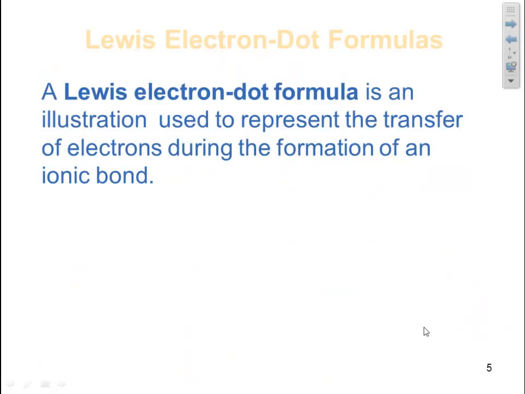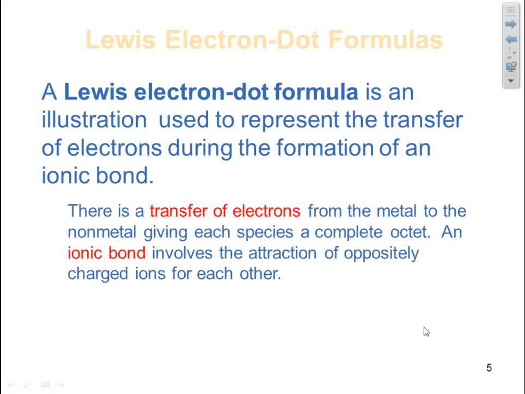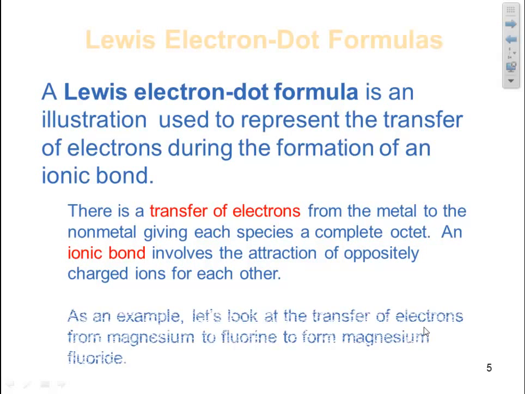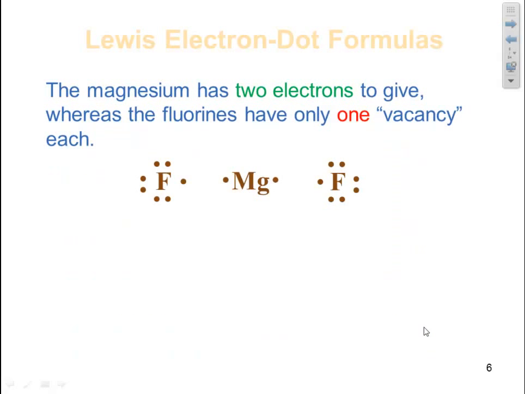A Lewis electron dot formula is an illustration used to represent the transfer of electrons during the formation of an ionic bond. There is a transfer of electrons from the metal to the nonmetal, giving each species a complete octet. An ionic bond involves the attraction of oppositely charged ions for each other. As an example, let's look at the transfer of electrons from magnesium to fluorine to form magnesium fluoride. The magnesium has 2 electrons to give, whereas the fluorines have only 1 vacancy each.